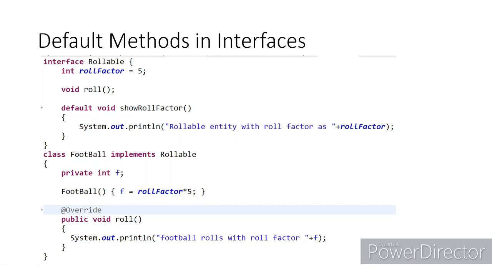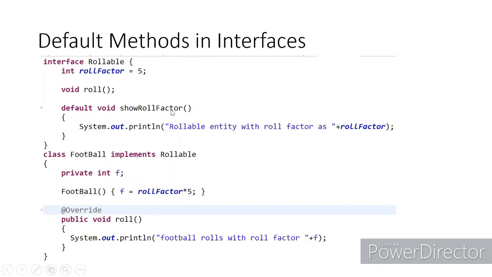And at that point, I had a football class. I had, say, one more class called tire. Class tire was also implementing the rollable interface. And both my classes, football and tire, were implementing the abstract methods. And I had rolled out my application to the client. Then came a requirement that I need to show the roll factor also.